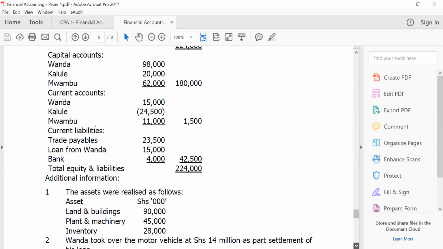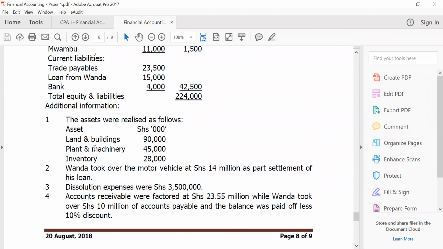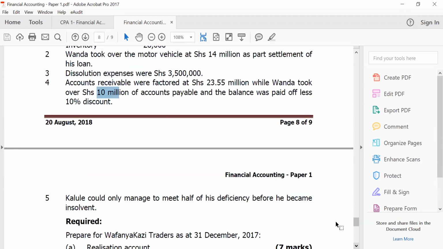And then we proceed to, they tell us that assets were realized as follows. We have land and building, plant and machinery, and inventory. They're telling us that Wanda took over the motor vehicle that costs 14 million as part settlement of his loan. We have dissolution costs. They're telling us that accounts receivable were factored at 23.55. Wanda took over 10 million of accounts payable and the balance was paid off, less 10% discount. And then Kalule could only manage to meet half of his deficiency before he became insolvent.